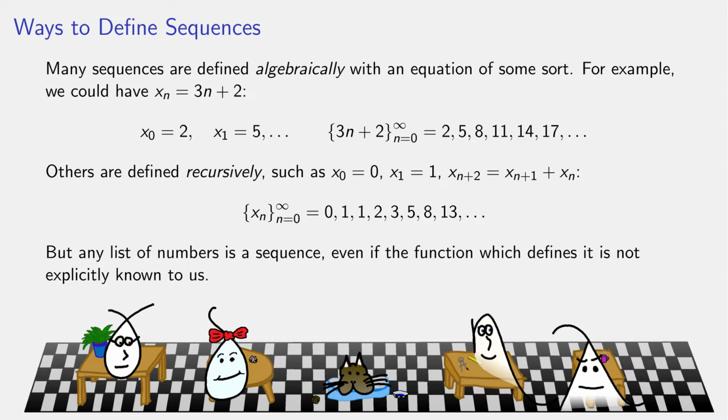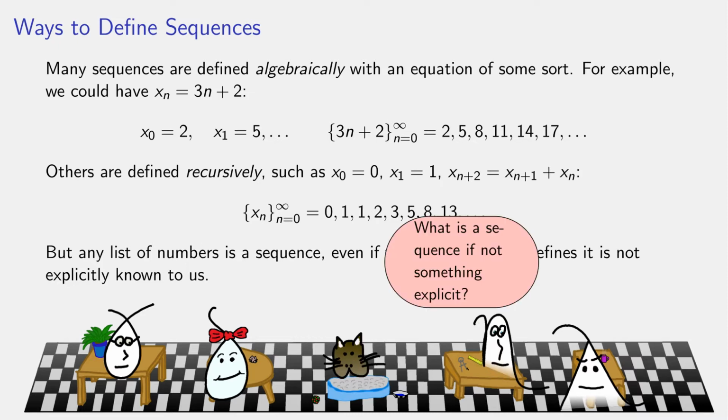However you can possibly list out numbers, if it's not algebraically defined and if you don't have a nice recursive formula, it's still a list of numbers, it's still a sequence. So don't think that a sequence has to have some sort of formula behind it. Any way that you could possibly list out numbers is a sequence. And what happens if a sequence isn't given by something explicit? Well, it can be very difficult to talk about, and it can be very difficult to prove stuff about, but it doesn't mean it's not a sequence.